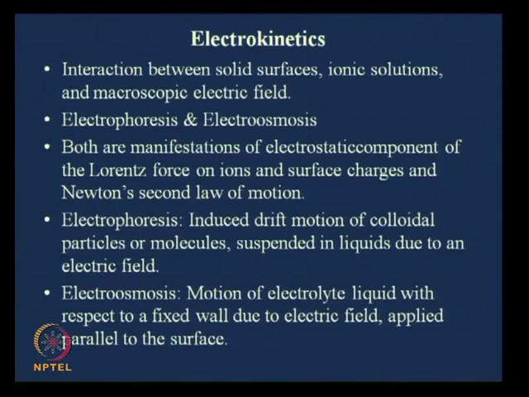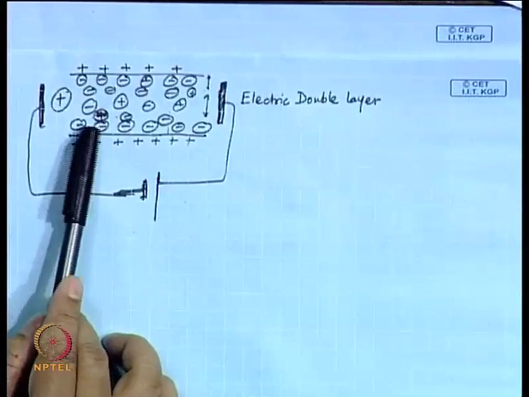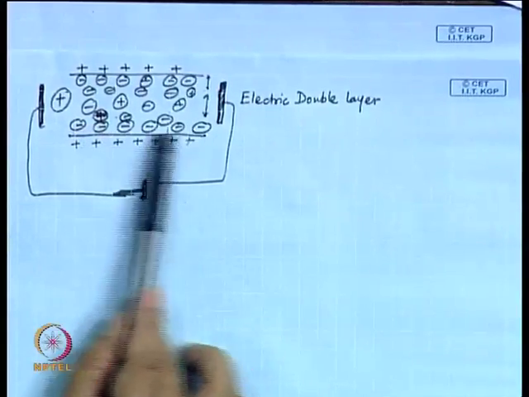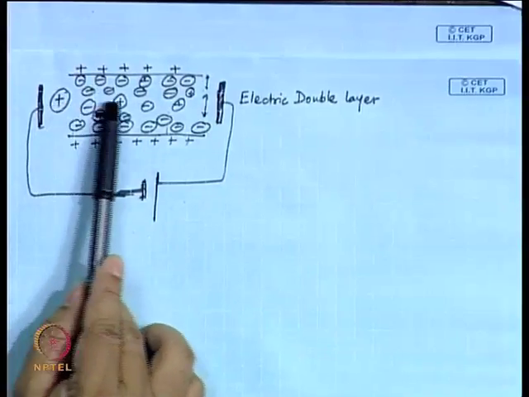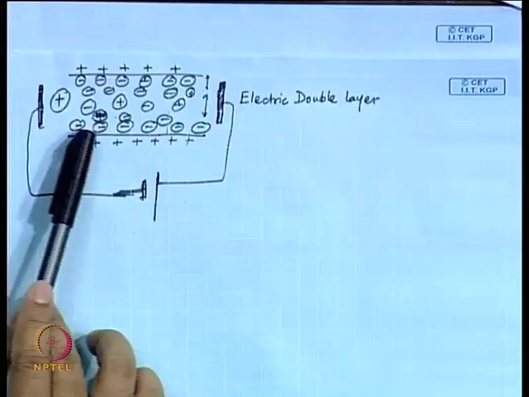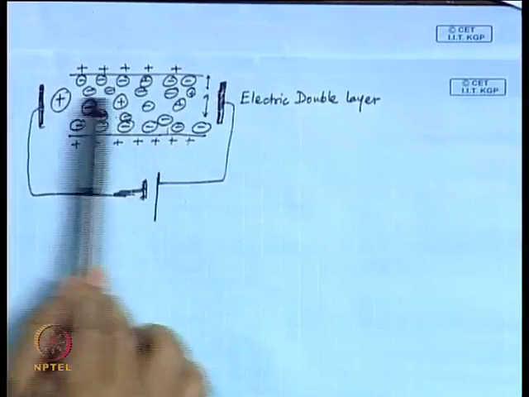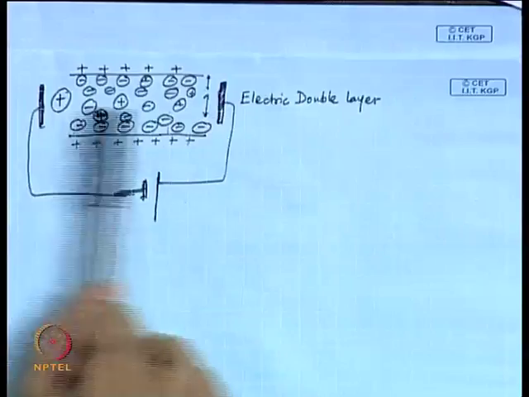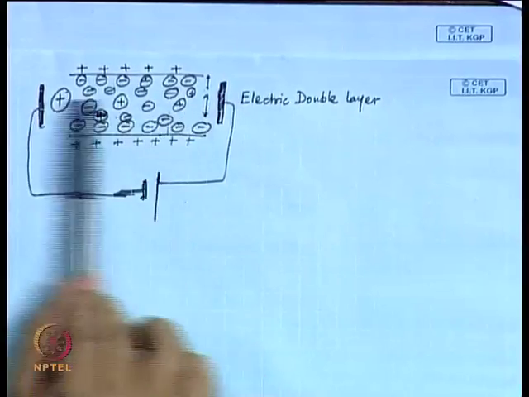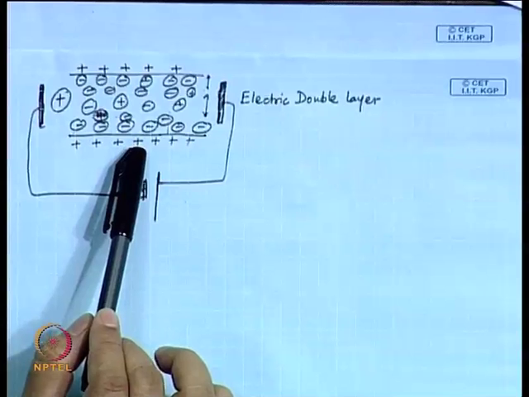What we have discussed here, on this paper, is basically the motion of electrolyte liquid with respect to a fixed wall. The wall was fixed, and the electrolyte liquid is moving due to an electric field applied parallel to the surface. All right, the field is applied parallel to the surface, the field is in this direction. Okay. So, that is what is referred to as electroosmosis.